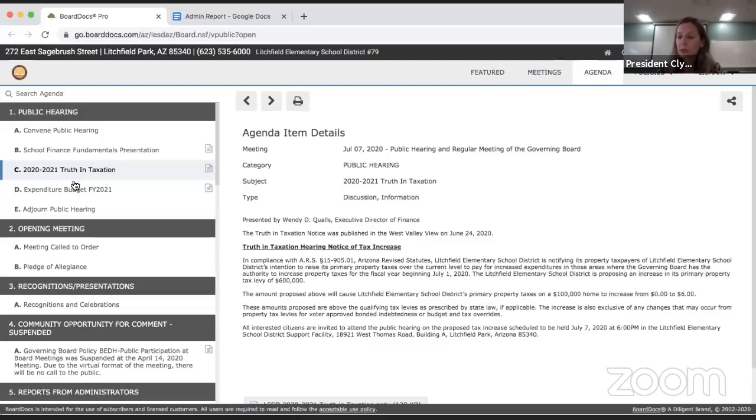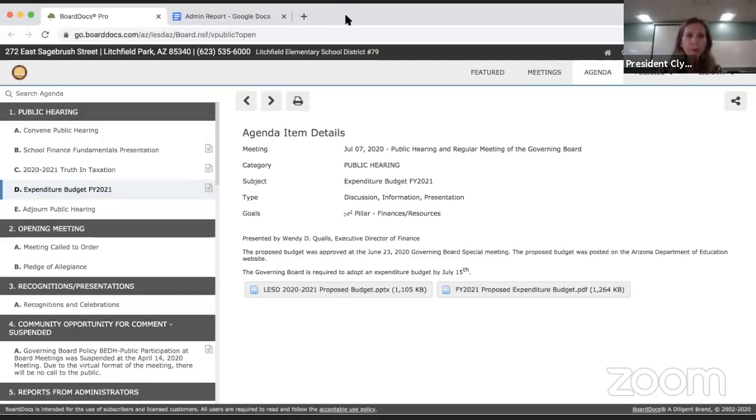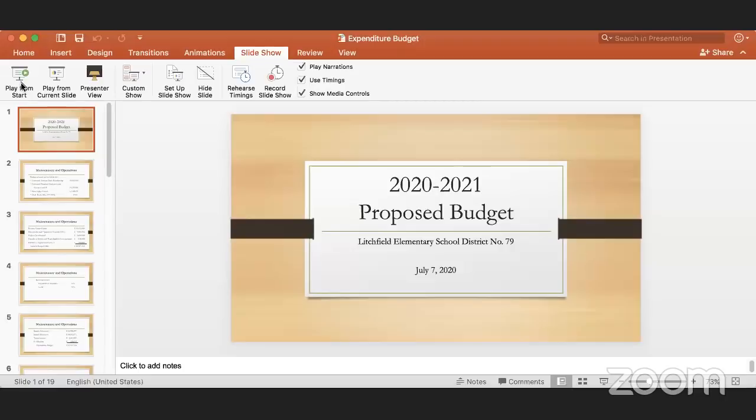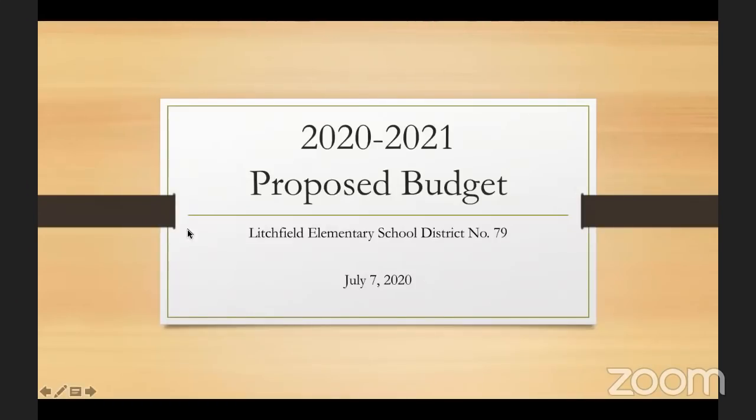Now we are going to move on to the expenditure budget fiscal year 2021. Right. So we'll give Stevie just a minute to pull up that presentation for us. Okay, so tonight we're looking at our 2021 proposed budget. Next slide, please.